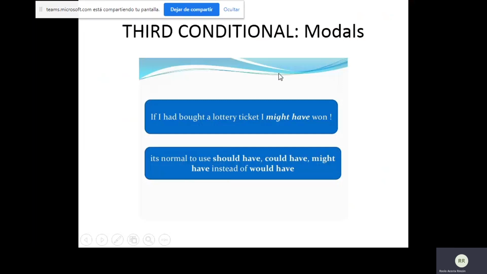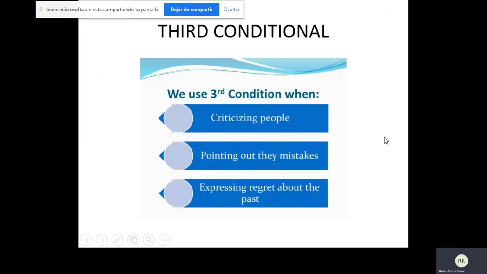Yes? Now, in the case of third conditionals, we can also use other modals beyond would. For example, in this sentence we have here, if I had bought a lottery ticket, I might have won. And we're talking about a probability or possibility expressed by the modal verb might. And it's also normal to use, for example, should have, could have, might have, instead of would have. But it depends on the type or degree of modality you want to express. And remember that you have studied many modal verbs since 8th grade. So that's what you need to remember.